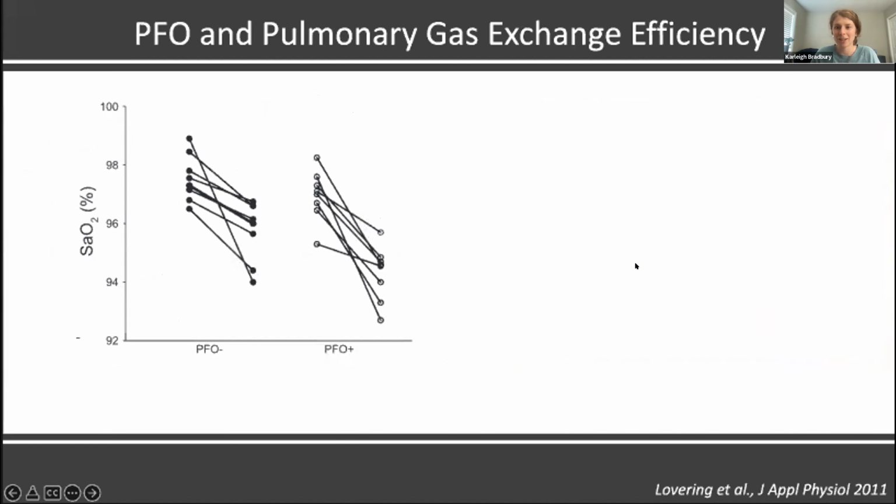So as Andy mentioned earlier, the PFO core temperature findings really happened by accident. In that pulmonary gas exchange efficiency study, they collected esophageal temperatures with the sole purpose of being able to correct their arterial blood gases later.